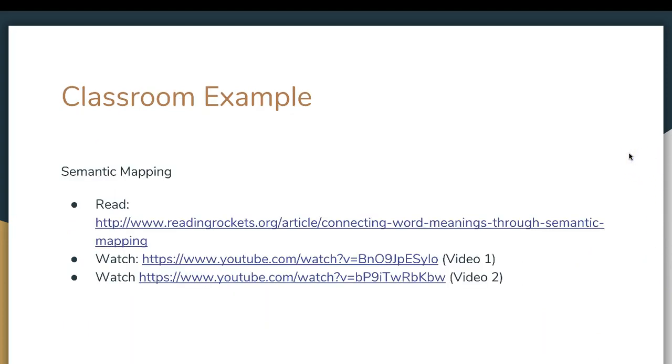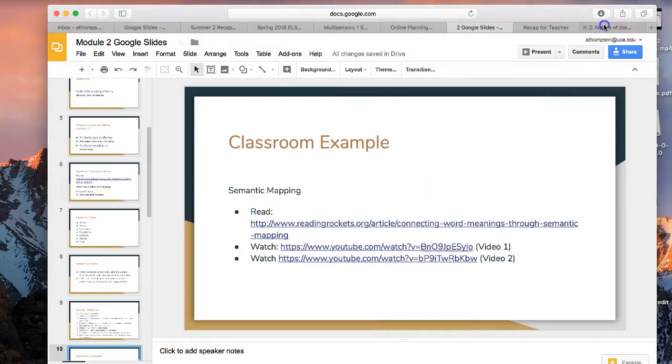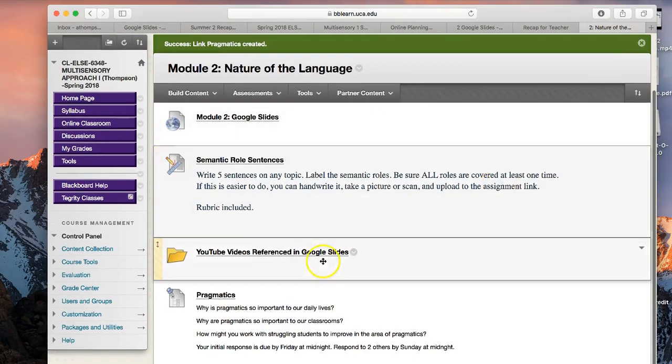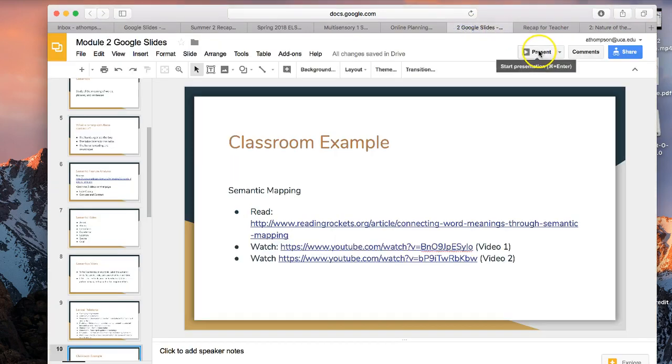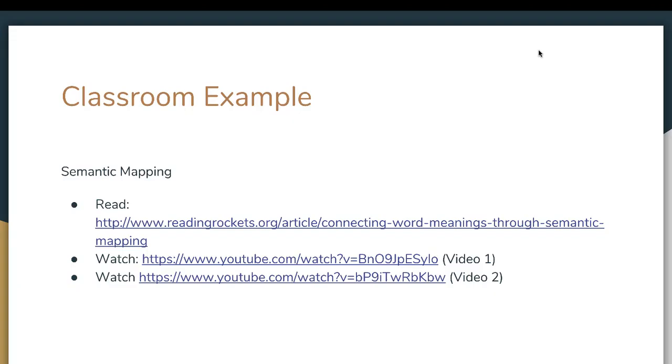And then I gave you another classroom example to look at of semantic mapping. There's another article there from Reading Rockets, and then there are 2 YouTube videos. Remember, I put those in Blackboard, just the YouTube ones, in a separate folder for you. If you would like to not have to pop out, you can do that. But be sure and watch those 2 videos as a great example of semantic mapping.